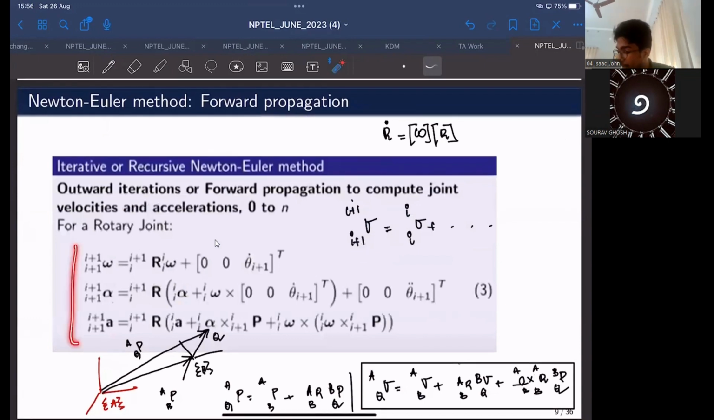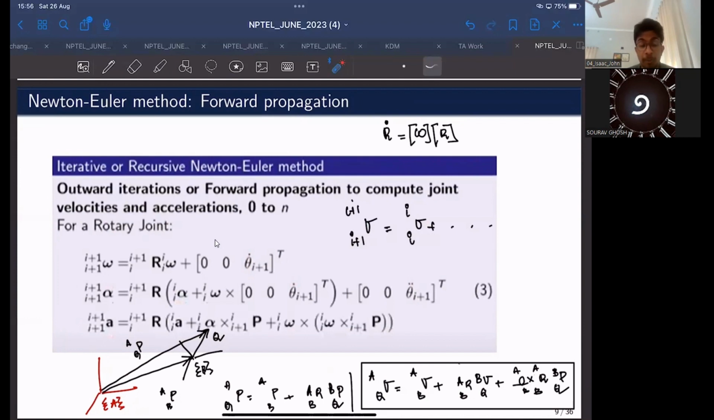These expressions are exclusively applicable to rotary joints, because each of the rotary joints will have a term corresponding to theta i plus 1 dot, theta i plus 1 double dot, the acceleration of the revolute joint at that particular joint. So these are terms contributed by the rotary joints.